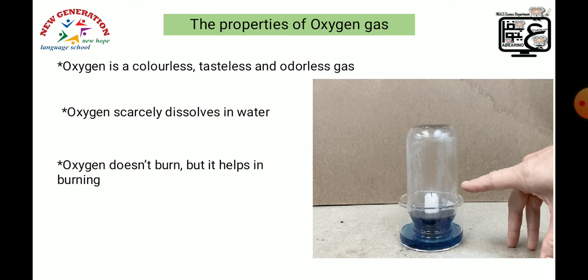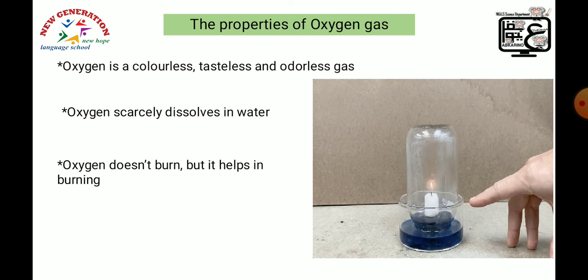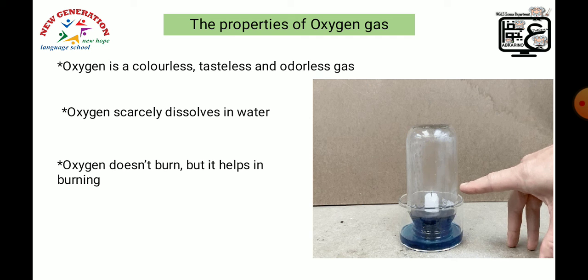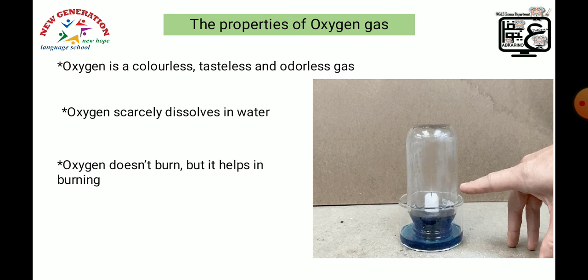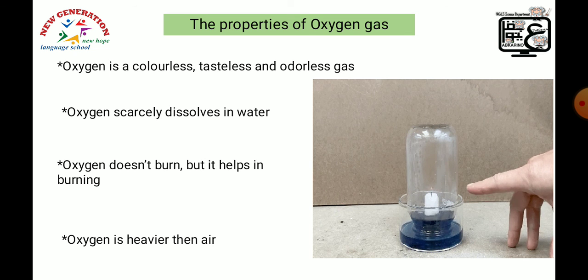Okay, and do you know that when you fix a lighted candle inside a basin containing water, and after that you cover the candle with a cylinder, the lighted candle is extinguished and a little amount of water rises inside the cylinder because the air inside the cylinder loses one of its components, which is oxygen, that is consumed by the candle during burning. Okay, and finally oxygen is heavier than air, as I said.